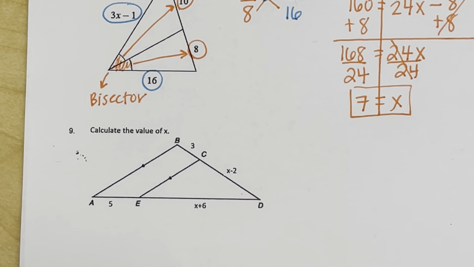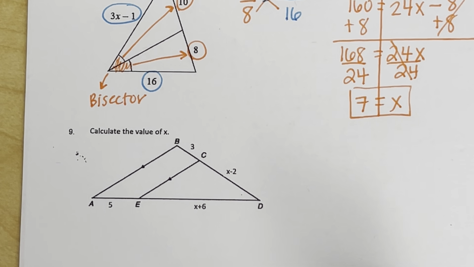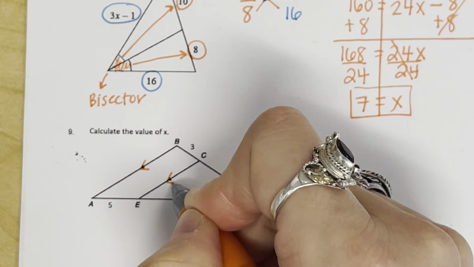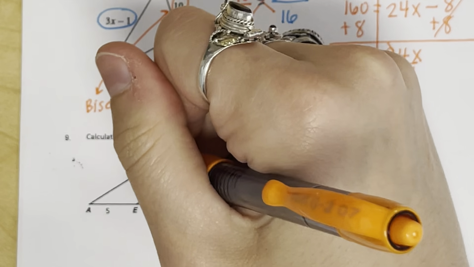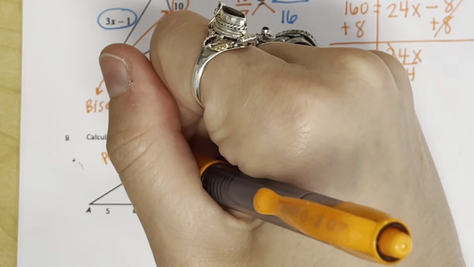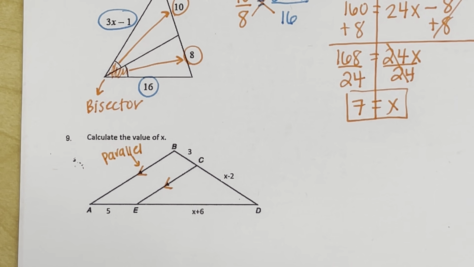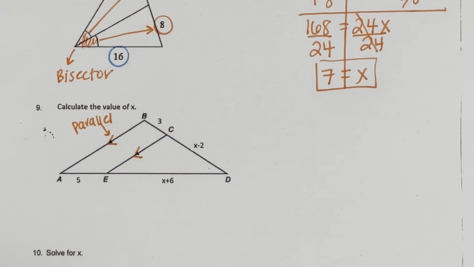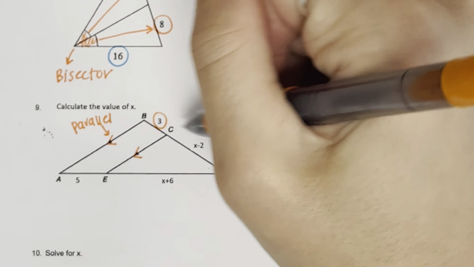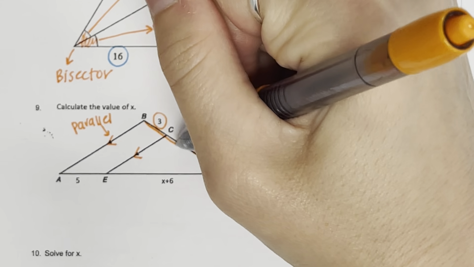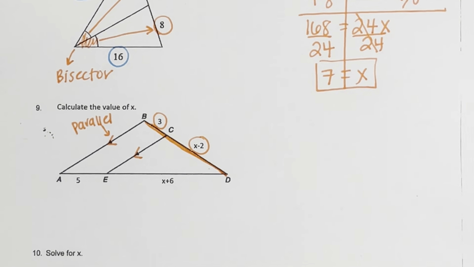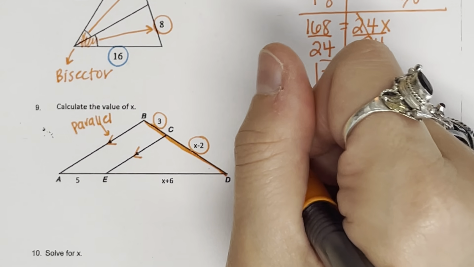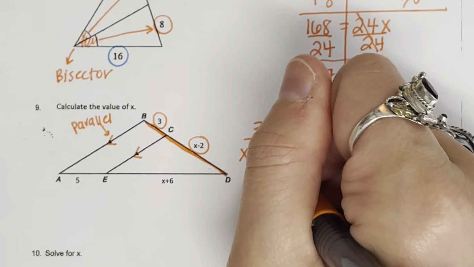Number 9, calculate the value of x. So this time I notice that I have two triangles that are overlapping each other, and I also see these arrows here, and those arrows mean that these two lines are parallel. So when the lines are parallel, I can write equations based on the segments that are on the same side. So I pick two pieces that are on the same side. So that would be 3 and x minus 2. They're both on this same length of BD, so that's my first fraction, 3/x minus 2.